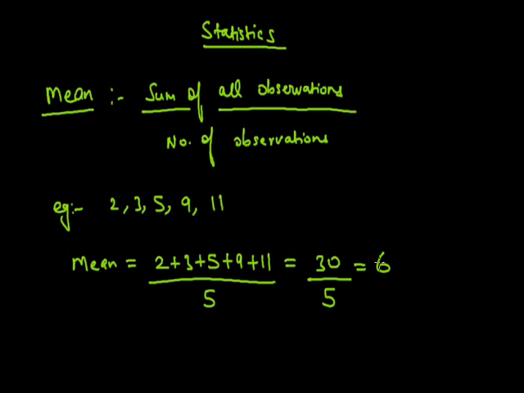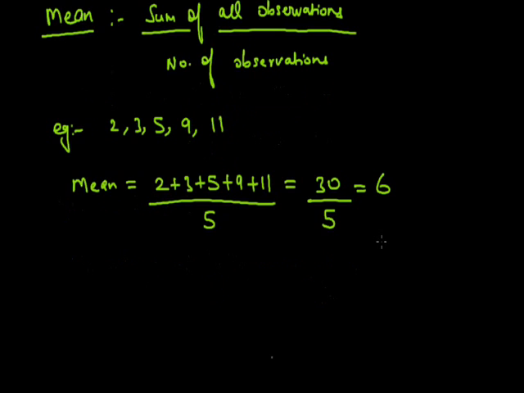This is the method we use when we need to find the mean of the given data, when random data is given, like 2, 3, 5, 9, 11. We have taken this random data, and found the mean by adding all these observations and dividing by the number of observations given.